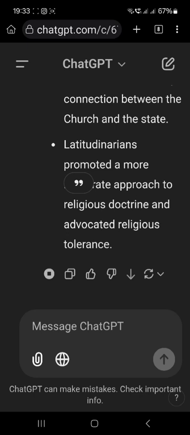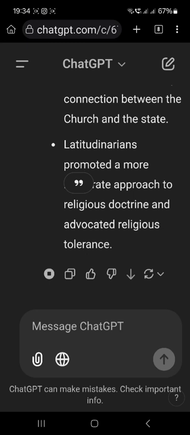1. Peaceful transition. The Glorious Revolution is referred to as glorious because it was largely bloodless and marked a peaceful transfer of power. The overthrow of King James II and the ascension of William and Mary occurred with minimal violence or armed conflict.